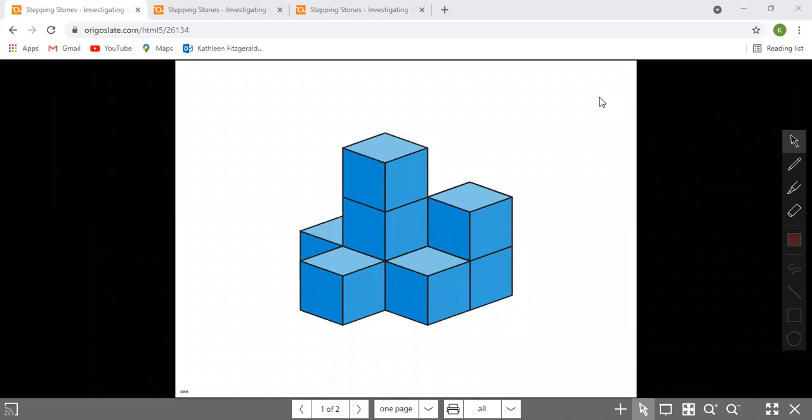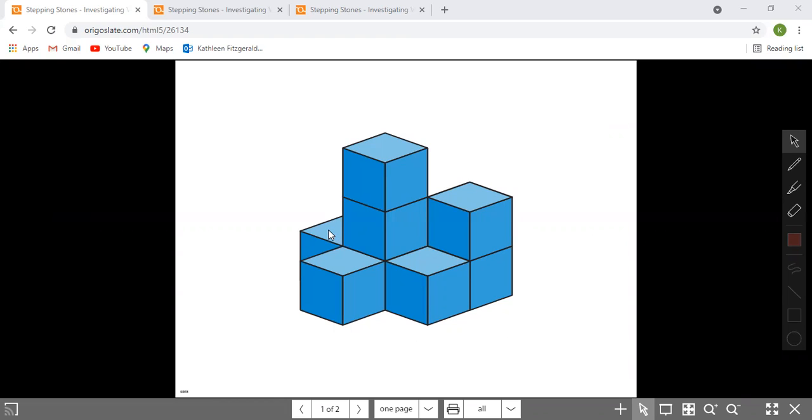Year 3, back to our investigation of volume. And remember, this is the volume of a solid, not the volume of a liquid. Okay, so we measure it in centimetres cubed, or if it was a really large object, we would measure it in metres cubed. Okay, let's have a look at this set of blocks we've got here.